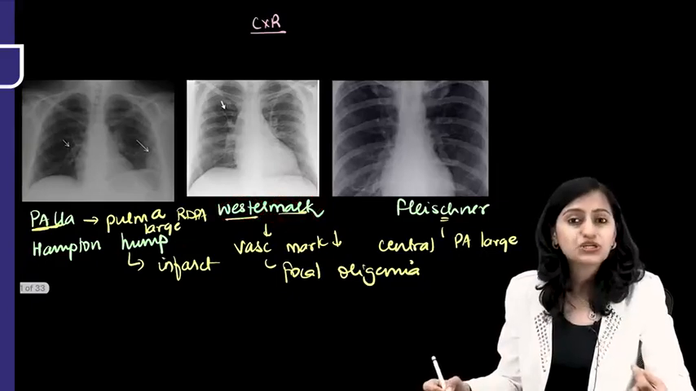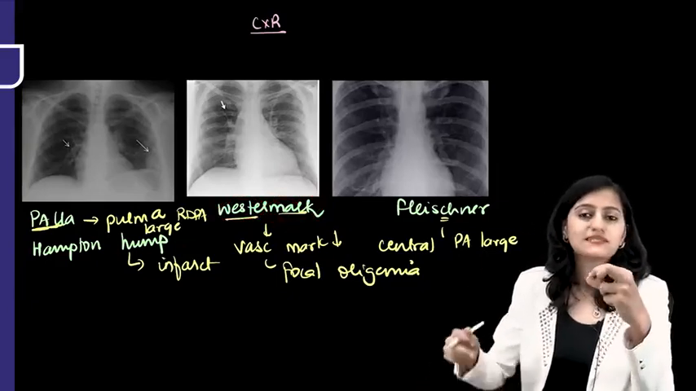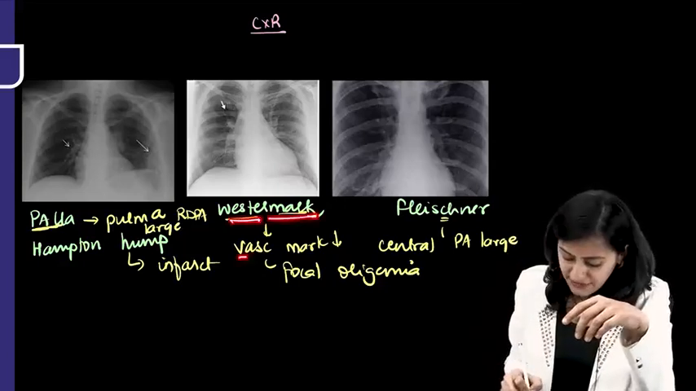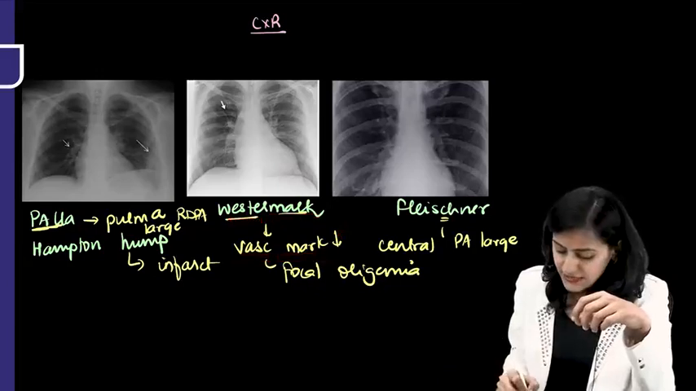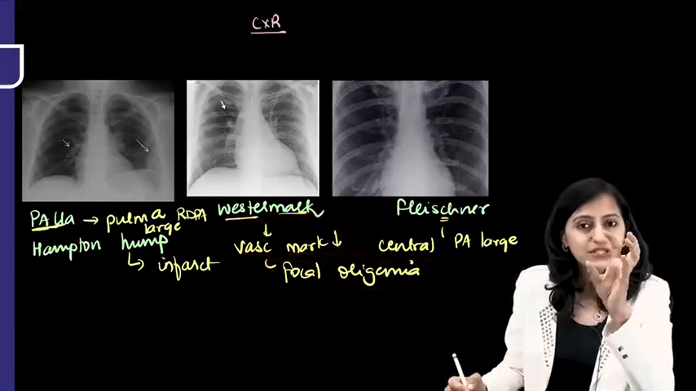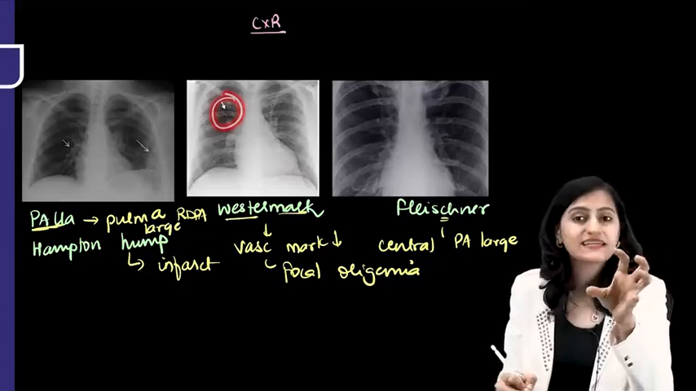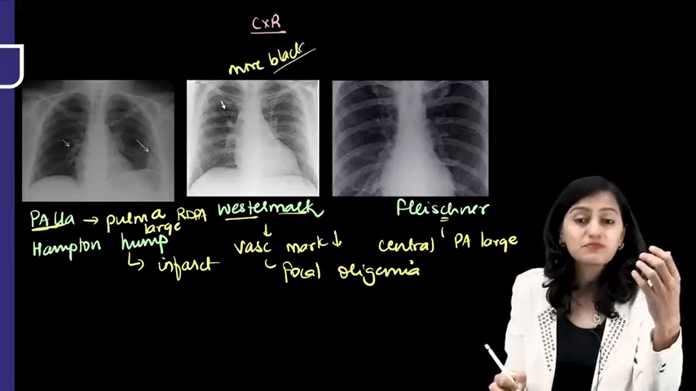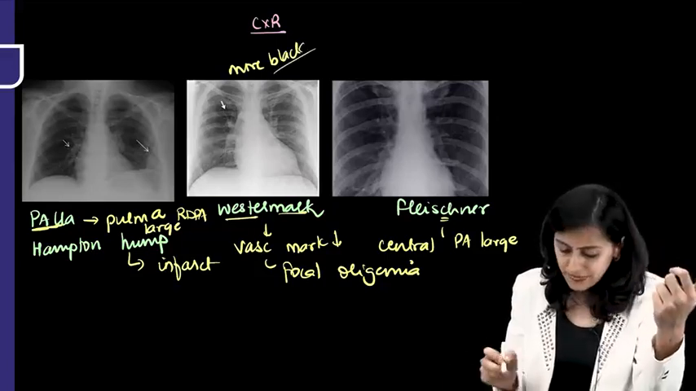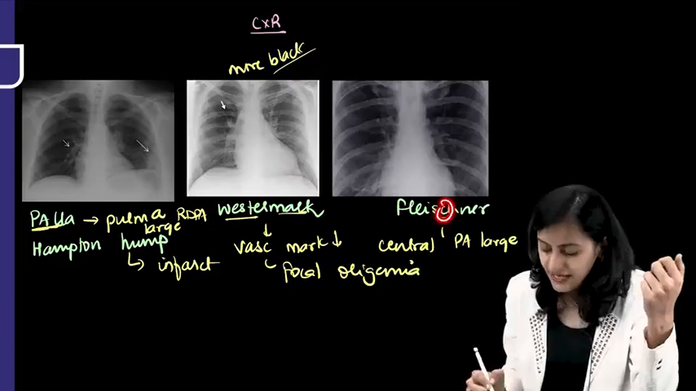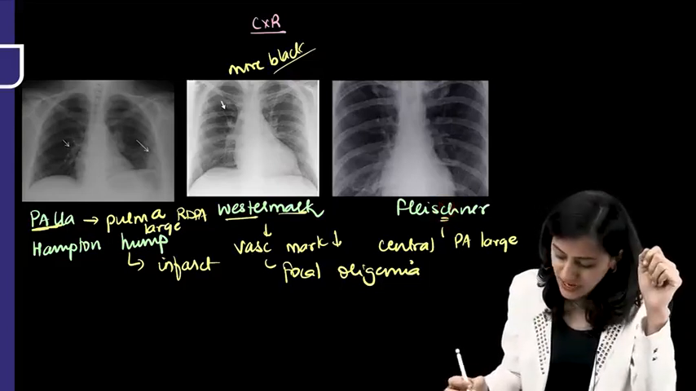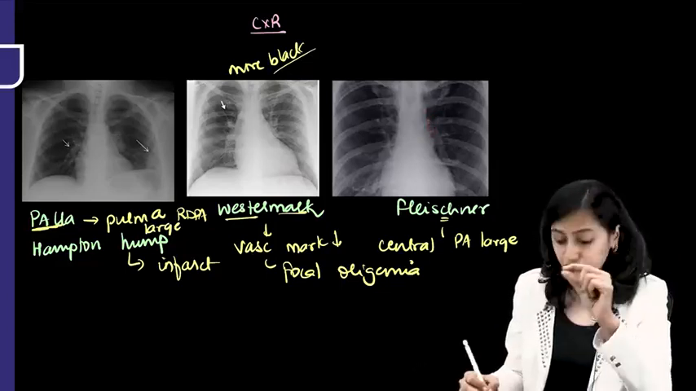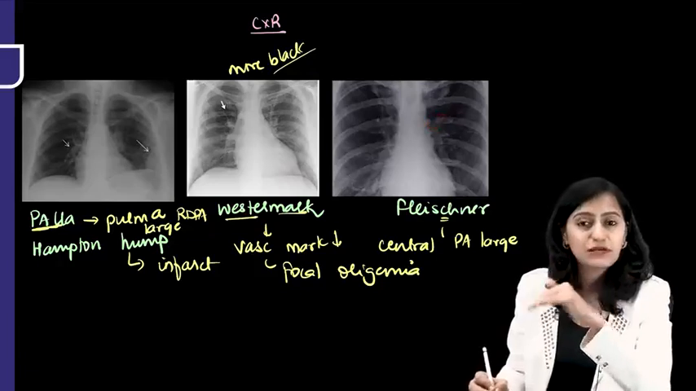Westermark is the vascular mark. So with pulmonary embolism, the blood supply decreases, the vascular markings go down. So Westermark is vascular marking decreased. So that is focal oligemia. That particular area will show fewer markings. That means it will appear more black, not more white. It will appear more black because of decreased markings. Then we have the Fleischner sign, which is the central artery which is large. So below the aorta, the pulmonary artery is prominent. That is where we look for the central pulmonary artery, right below the aorta.